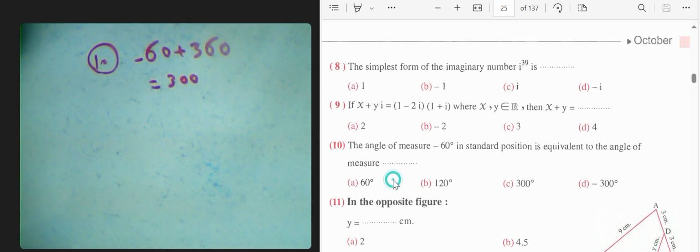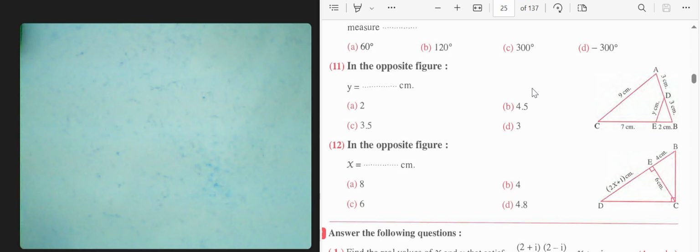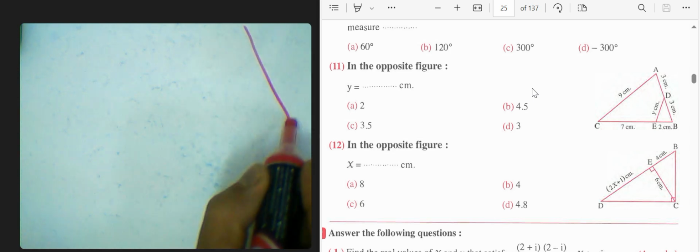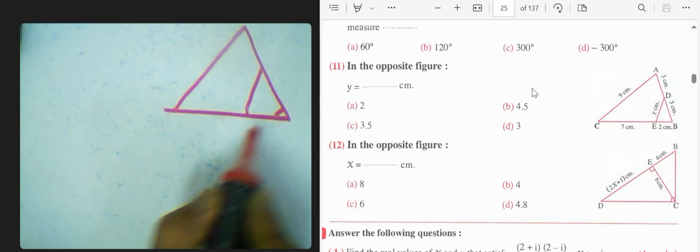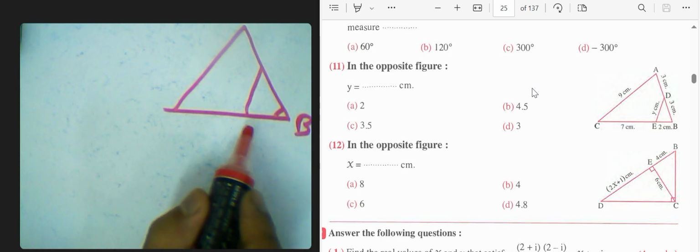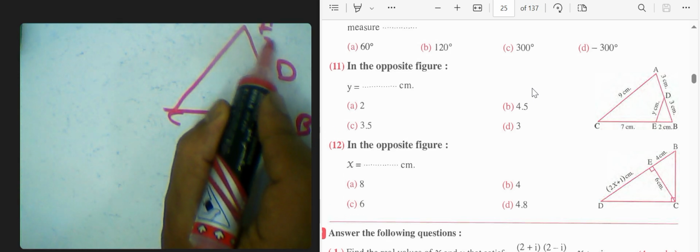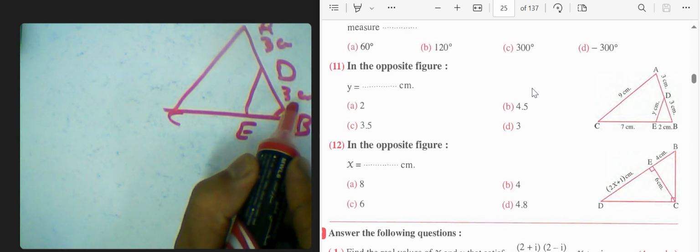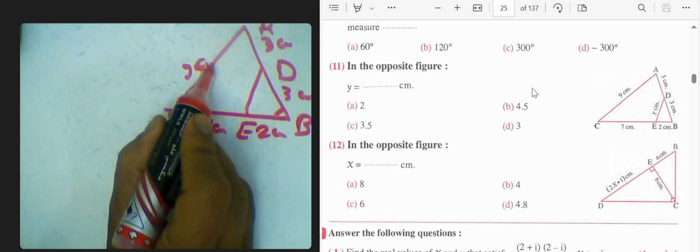Okay, next question 11. In the opposite figure, you want to find the value of y here. First, we must prove that the two triangles are similar. Try to solve it by thinking. First, look at the two triangles. We have a common angle between them. This angle is common, we have common angle B here, and we have side length 3 centimeter, and here 2 centimeter, and here 7 centimeter, and here 9 centimeter.